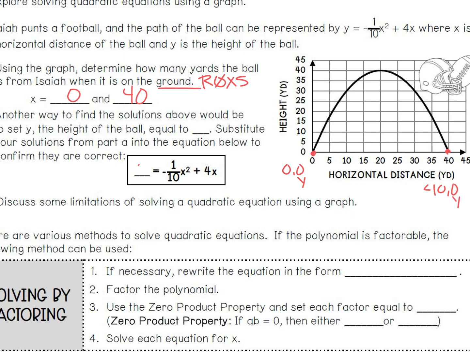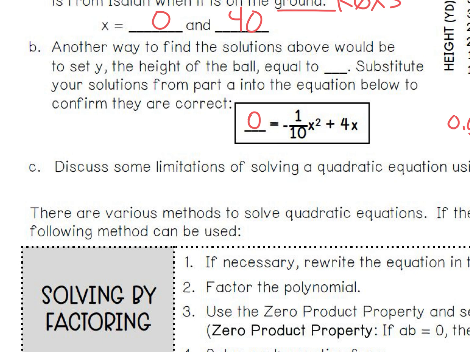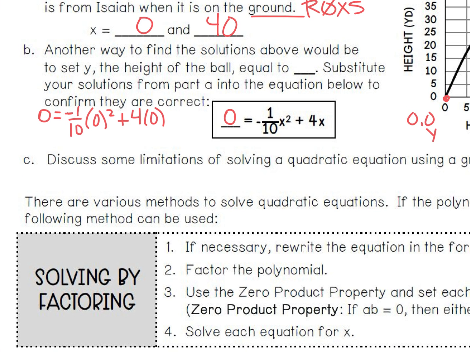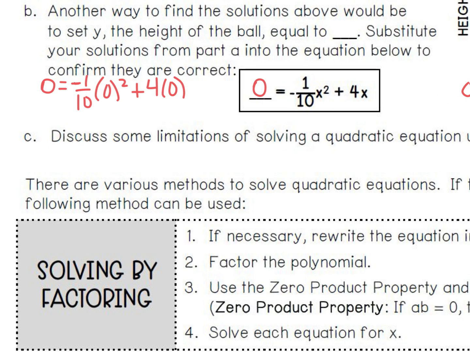So we're going to set this equal to 0, and this is where you need your calculator. So we said x equals 0. So we're going to actually solve this twice. We're going to say 0 equals negative 1/10, instead of x, I'm using 0 squared plus 4 times 0. See what you get? I would use my yellow calculator to get a true-false statement for that. And then after we do that one, we'll plug in the 40. I'm going to write that in a different color.